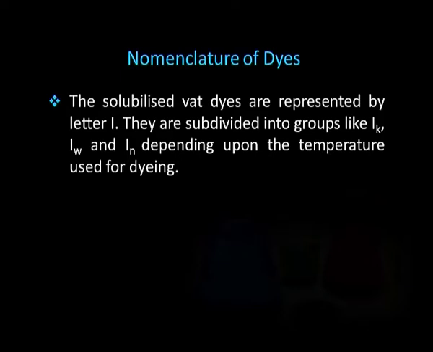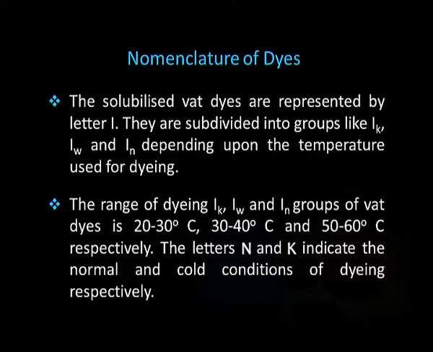They are subdivided into groups like IK, IW and IN depending upon the temperature used for dyeing. The range of dyeing for IK, IW and IN groups of VAT dyes is 20 to 30 degrees centigrade, 30 to 40 degrees centigrade and 50 to 60 degrees centigrade respectively. The letters N and K indicate the normal and cold conditions of dyeing respectively.